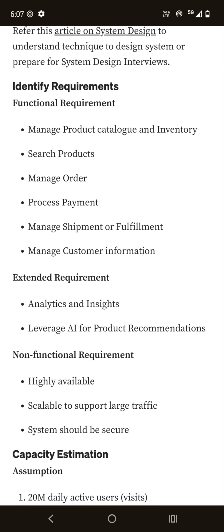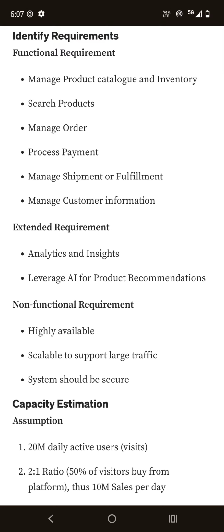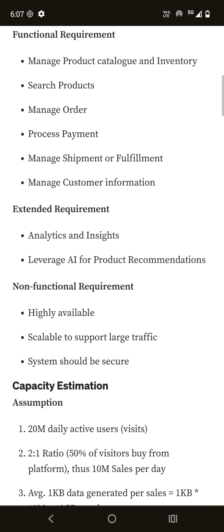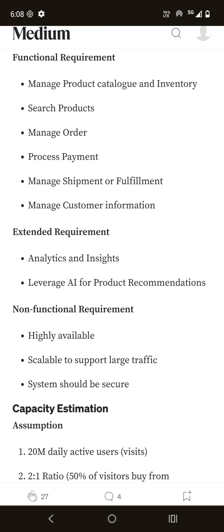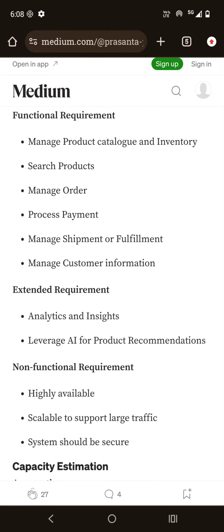Okay. And the other thing is non-functional requirements. With non-functional requirements, you can see how available the system is. Is the system scalable to support larger traffic? How secure is the system? These are non-functional requirements. So when designing the architecture, we need to keep in mind that we also come up with a plan for the non-functional requirements. And extended requirement is the third scenario.